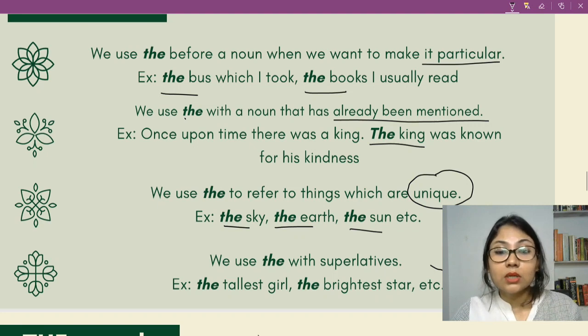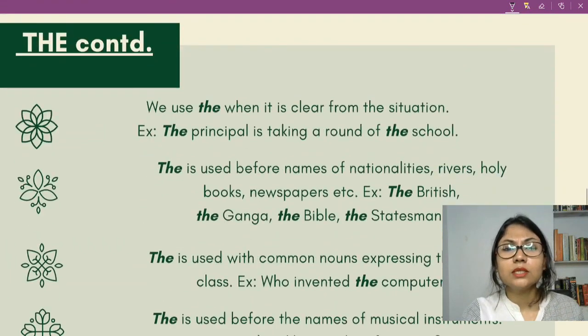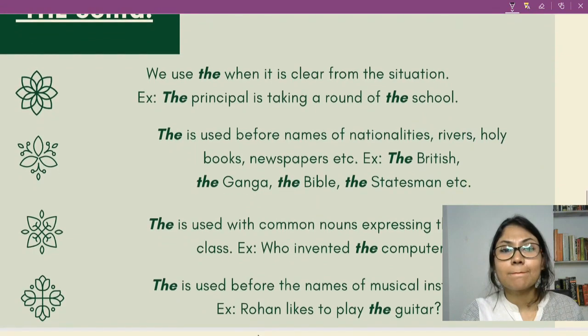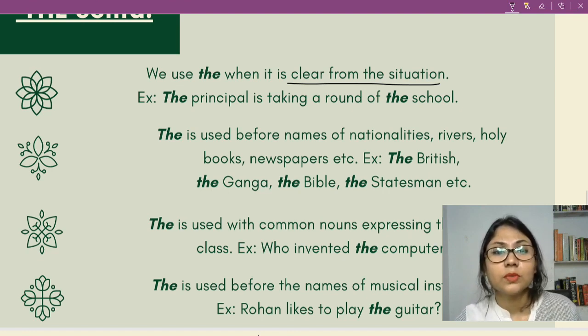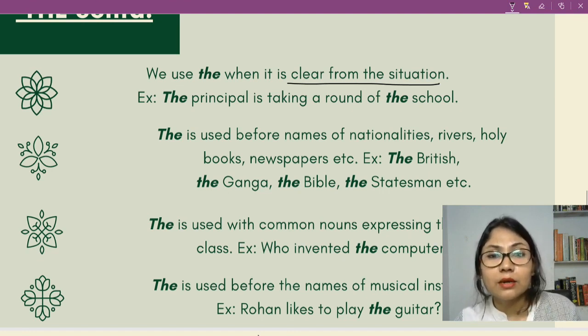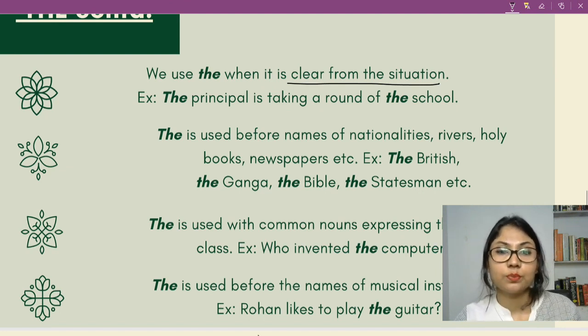Next, we use the with superlatives. This is a very, very common use. The tallest girl, the brightest star, etc. Now let's move on to the next slide. We use the when it is clear from the situation. It is absolutely clear from the situation about the person or the thing that you are talking about. Let's look at the example for further clarification. The principal is taking a round of the school. Absolutely clear from the situation.